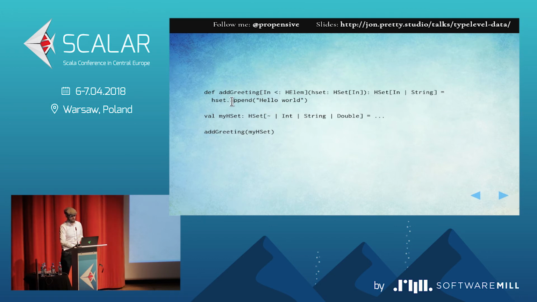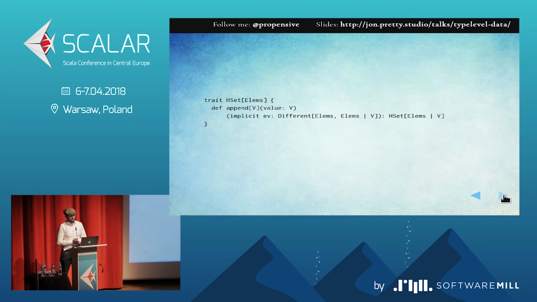And the implementation is not very interesting. I don't care much about values, but that is the return type we want. So let's say we started with an H set like this, and it has the type H set of int, string, and double. And we're going to try to add the greeting. Now, maybe there's a problem here, because our set already has a string in it. I don't want to clobber a previous value that was in there.